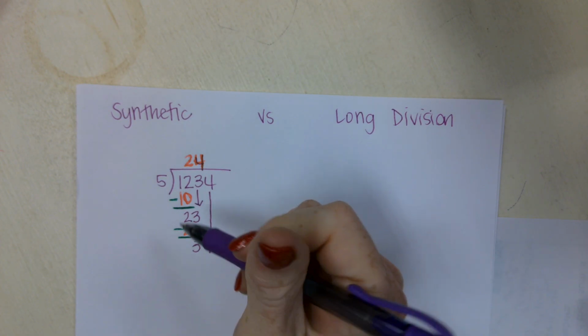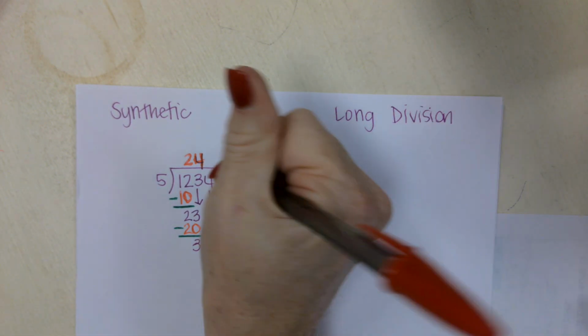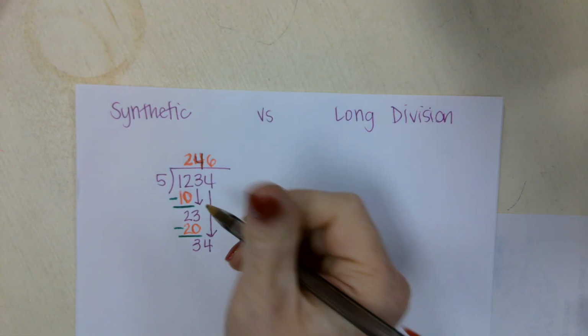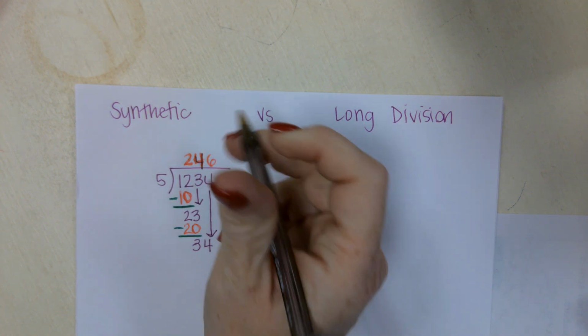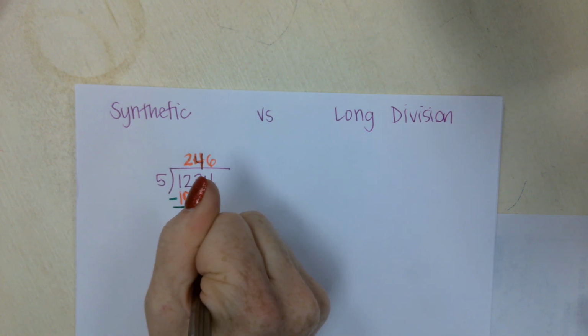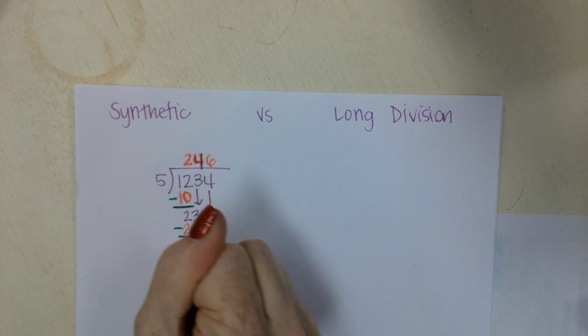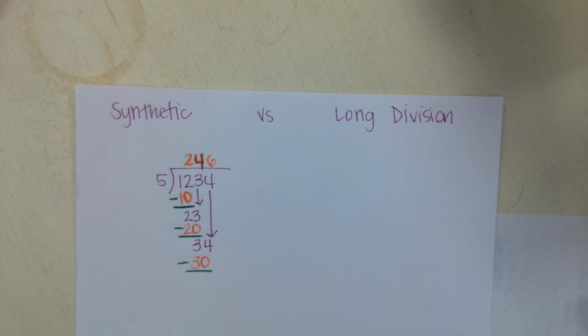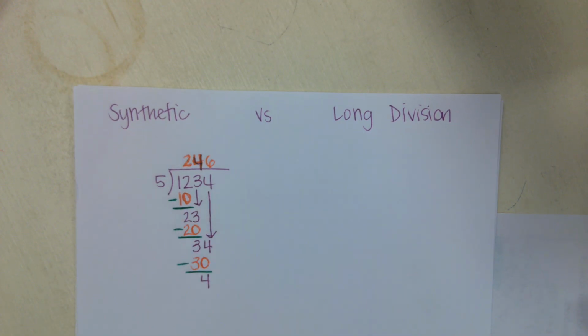And now I want to know, how many times does 5 go into 34? 6 times. What do I do now? 5 times 6 is 30. What do I do now? Subtract 30, okay? I get the number 4. All right, now I'm going to stop you right there.